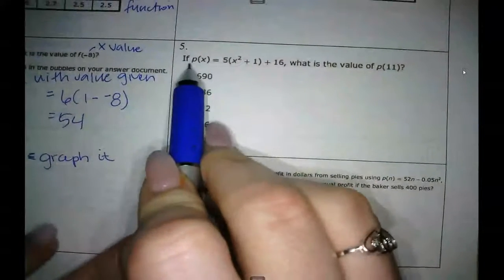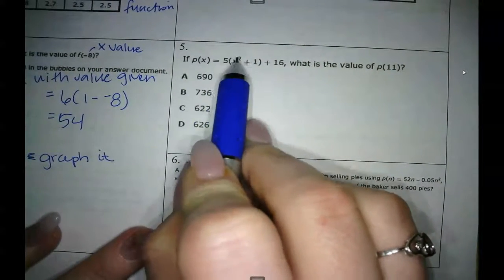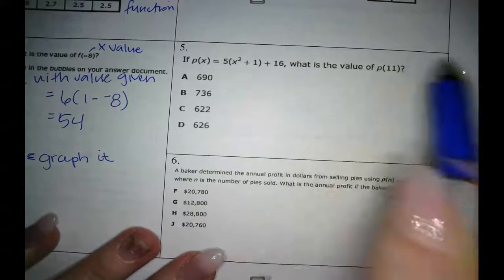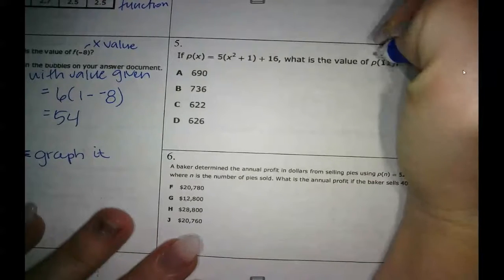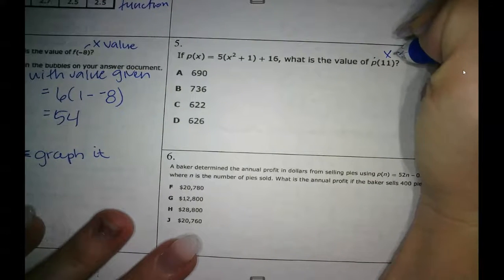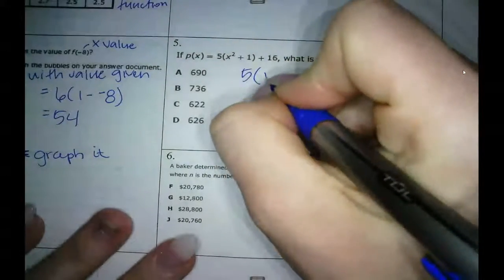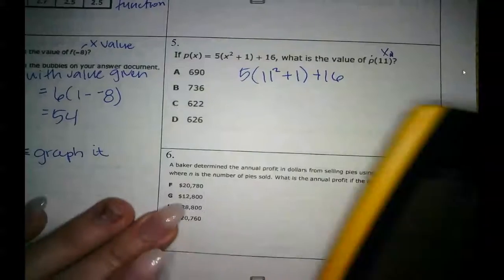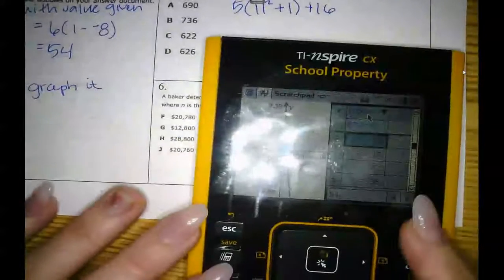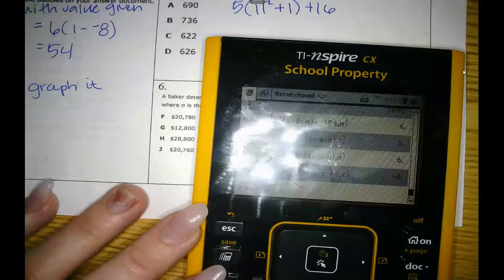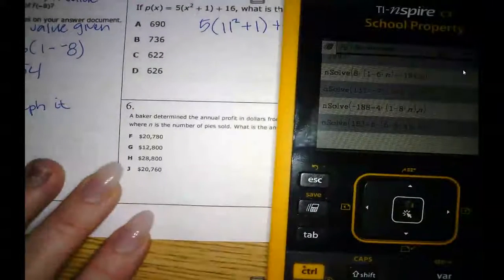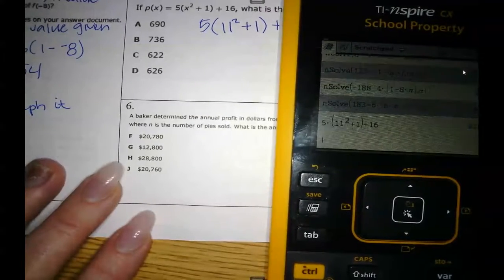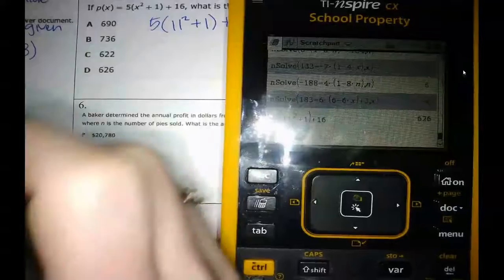So number 5, if p of x equals 5, open parentheses, x squared plus 1, close parentheses, plus 16, what is the value of p of 11? So this is saying what is y when our x is 11? So 5, 11 squared plus 1, plus 16. What does that equal? So I'm going to go back to my calculate page. 5, open parentheses, 11 squared plus 1, close parentheses, plus 16. And that says 626.